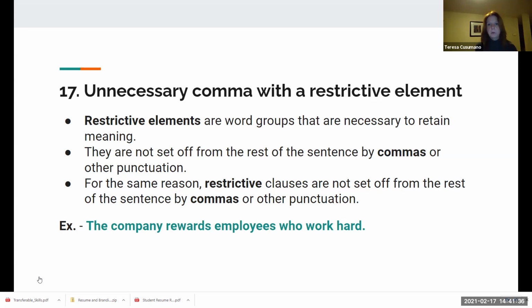"The company rewards employees who work hard," right? If I was going to shift that a little bit, I could say, "Employees who work hard are rewarded," right? So even if I move "who work hard" into the middle of my sentence, no comma, all right? Because not everybody is rewarded, only the ones who work hard.